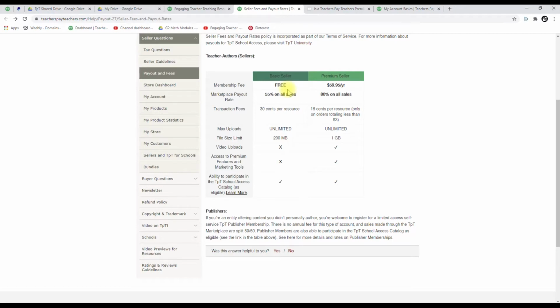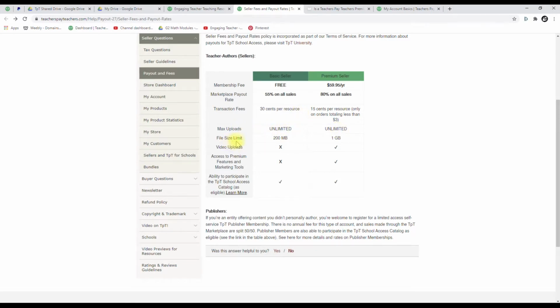So if you were to post something right now in your store, you could certainly sell it, but they would take 55% of whatever you charged for it. Also, they have a transaction fee of 30 cents per resource. And you have to think that's because if they're accepting credit cards, there's fees on their end. I mean, they're a business as well, so they've got to make money somewhere, right? Max uploads, they both have unlimited.